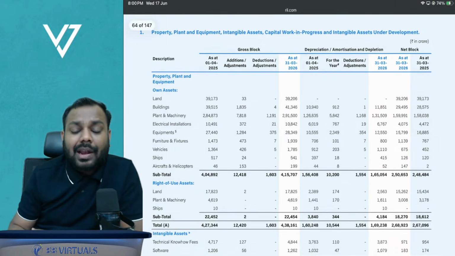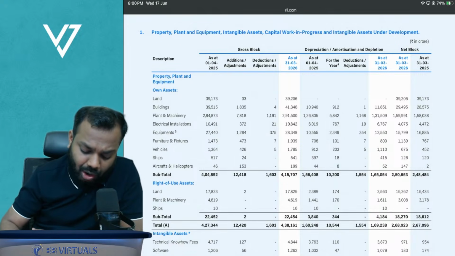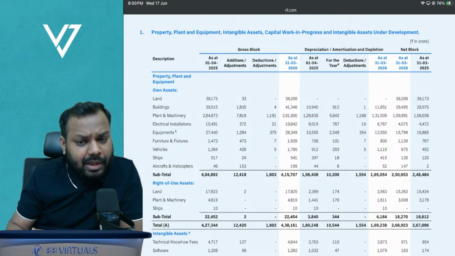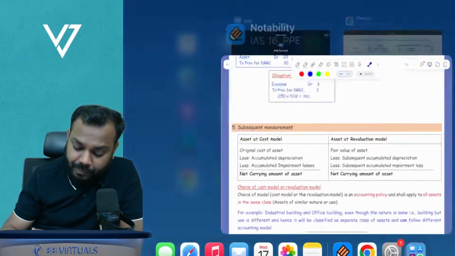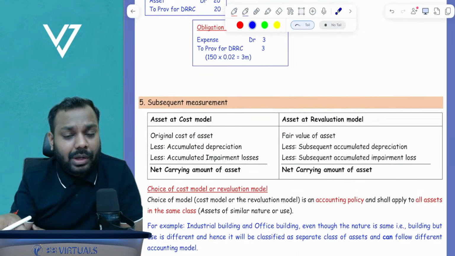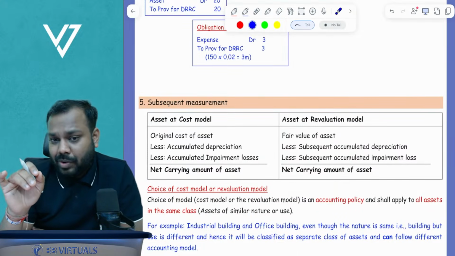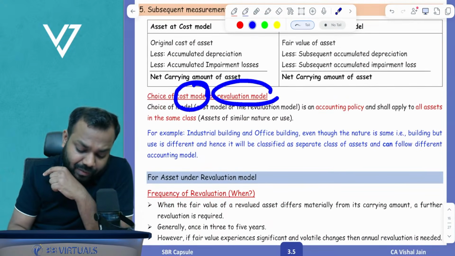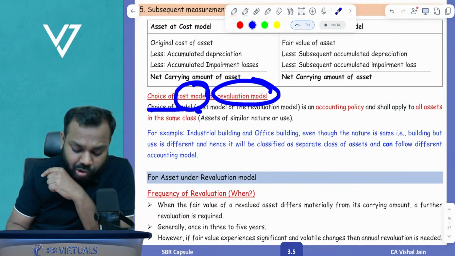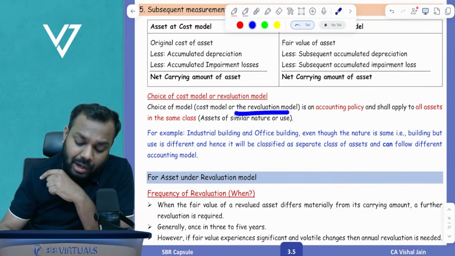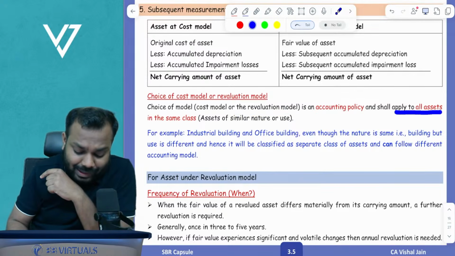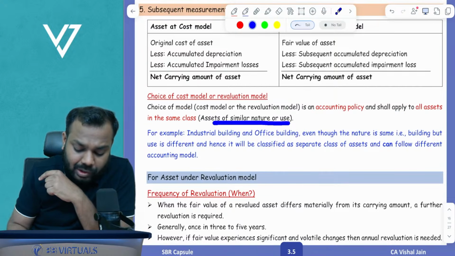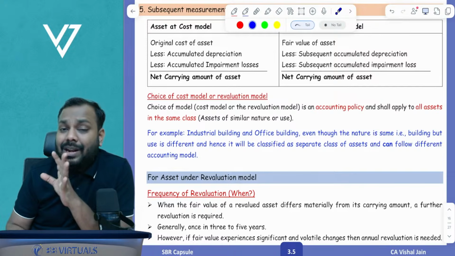So this is called class of assets. All the land in one, all the buildings in one, all the plant and machinery in one, all the electrical installations in one, all the equipments in one. Though the company definitely has a detailed schedule of each and every single asset. The choice of model, that is cost model or revaluation model, applies to all the assets in the same class. How do we decide class of assets? Assets of similar nature or use are grouped into one single class of asset.